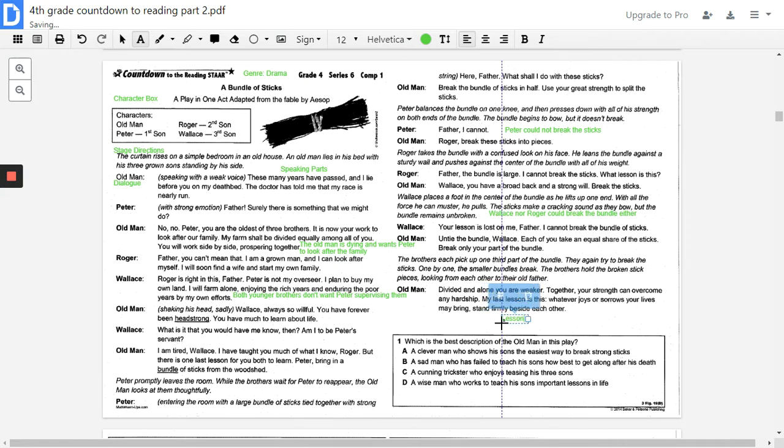So here we have a lesson learned. And the reason why we have a lesson learned is because, as they say, this is a play adapted from a fable. Our lesson learned is that the brothers are stronger together than they are apart.